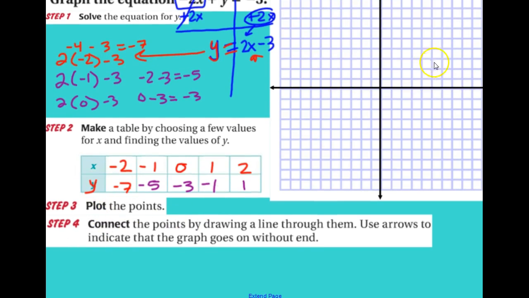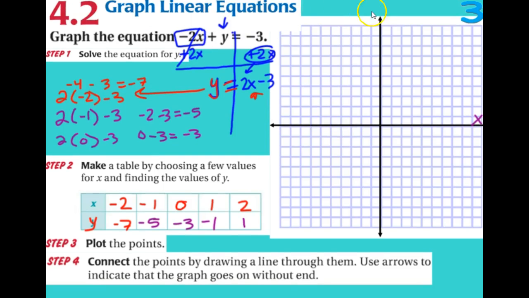Now it says plot the points. This is my x-axis, and this is my y-axis. So our points are always x then y, so x is negative 2, y is negative 7. So let's plot that point. X is negative 2, y is down 1, 2, 3, 4, 5, 6, 7. Then our next point is negative 1, negative 5. So negative 1 to the left, and down 5.